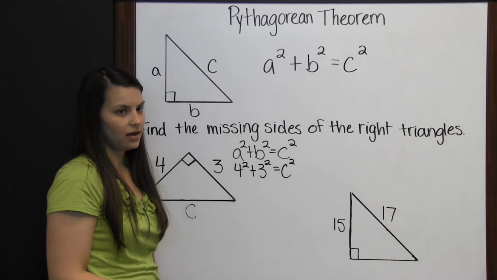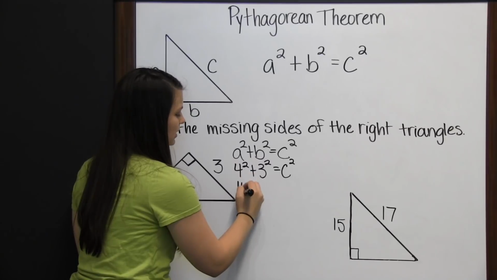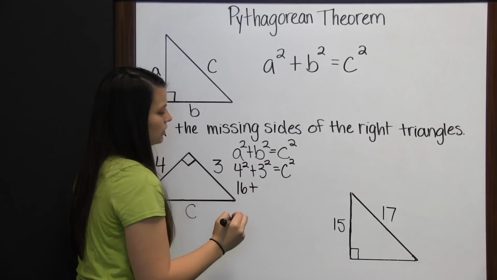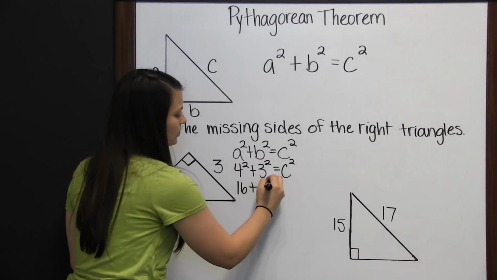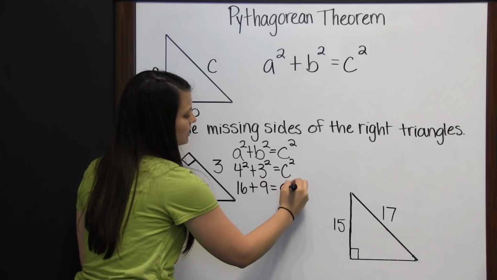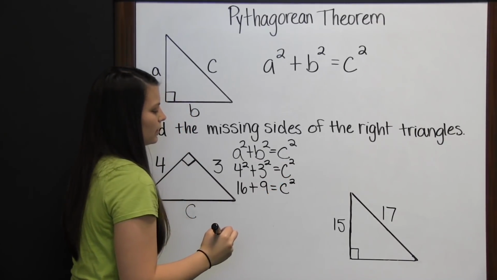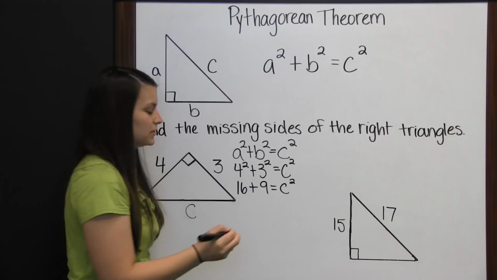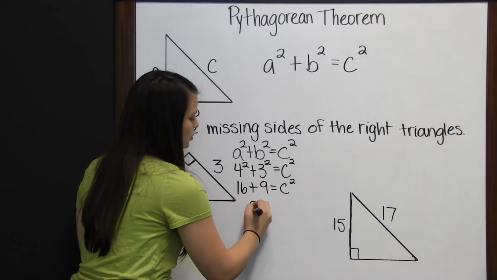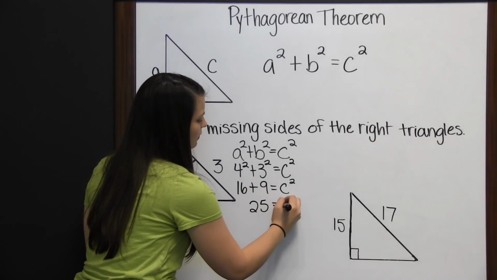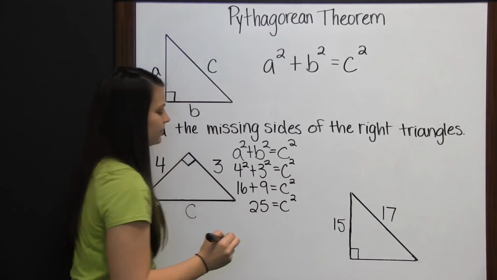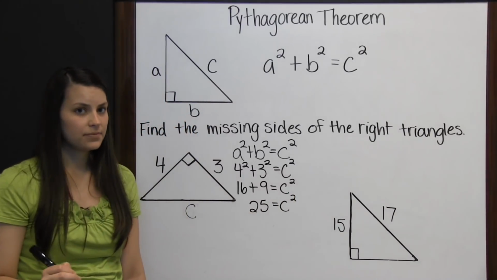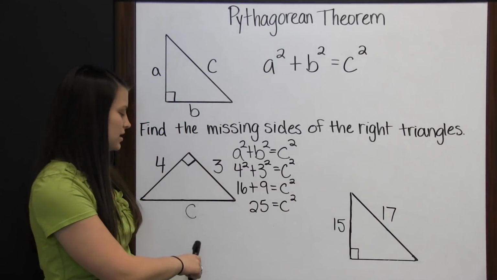Then we simplify. 4 squared is 16 plus 3 squared is 9 is equal to c squared. Then we need to combine like terms. 16 plus 9 is 25. 25 is equal to c squared. We're almost there, but we haven't found c yet.